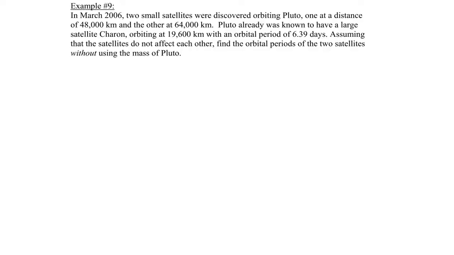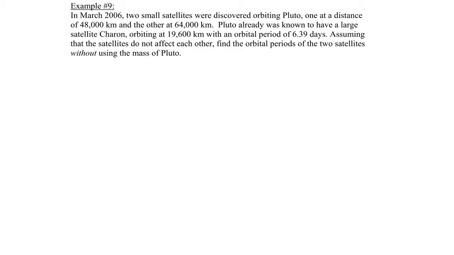Welcome to example number 9. Now, in the previous example, example 8, we learned that you could calculate the mass of a stationary object such as a planet where you have different satellites that are orbiting around it. And if you know the orbital radius r and the period T, then you could determine the mass of the planet. So in this example, we do not want you to calculate the mass of the planet.